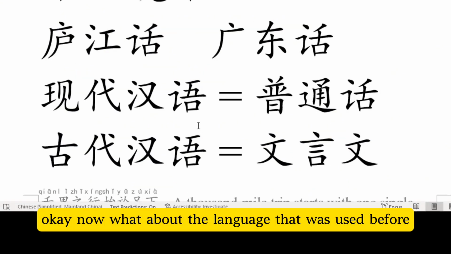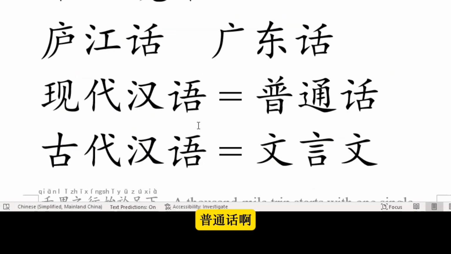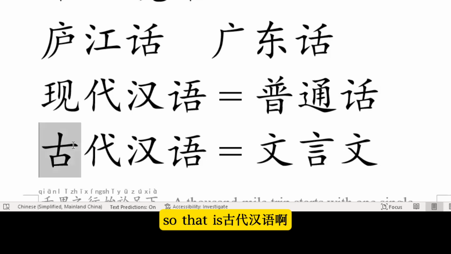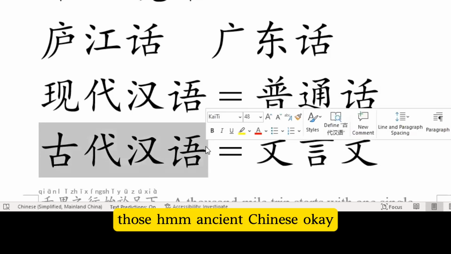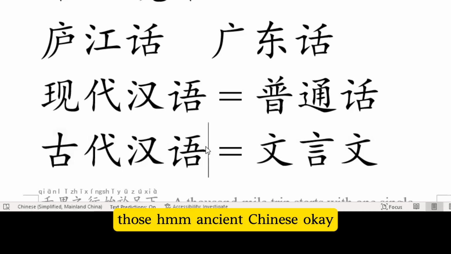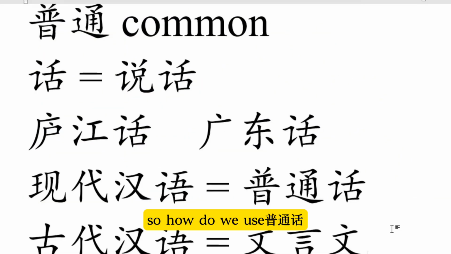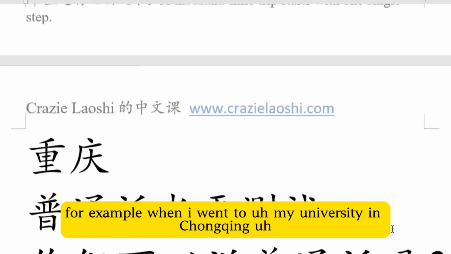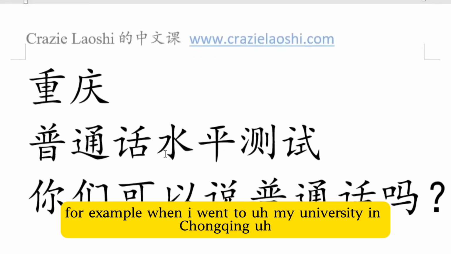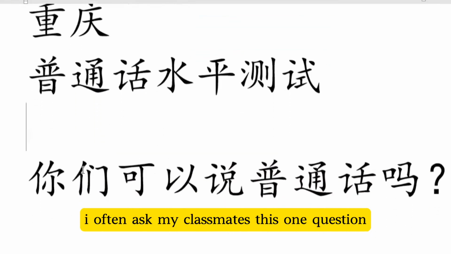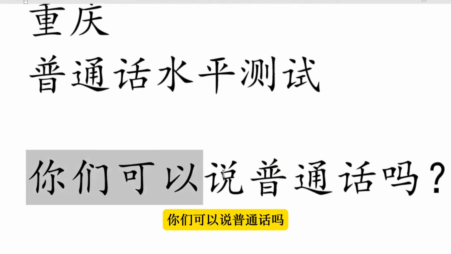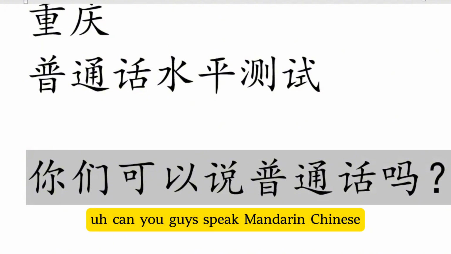Okay, now what about the language that was used before 普通话? So that is 古代汉语, ancient Chinese. Okay, so it's 文言文, classical Chinese. So how do we use 普通话 then? For example, when I went to my university in Chongqing, I often asked my classmates this one question. 你们可以说普通话吗? Can you guys speak Mandarin Chinese?